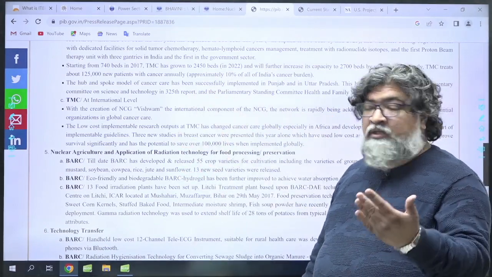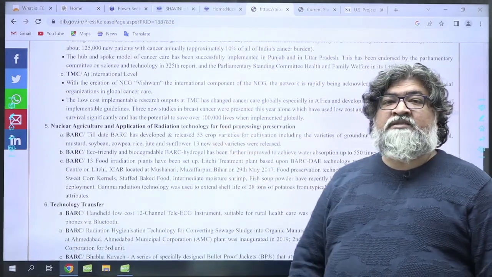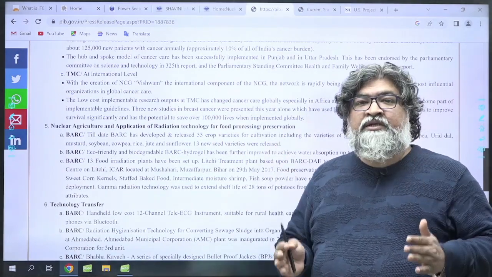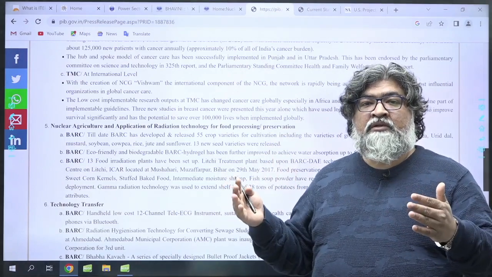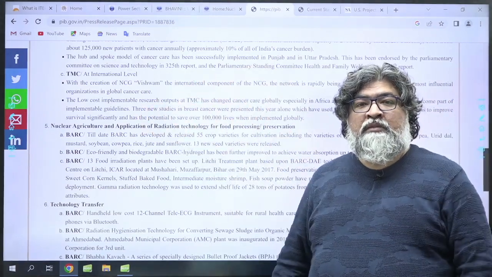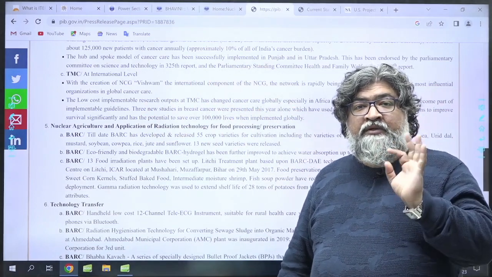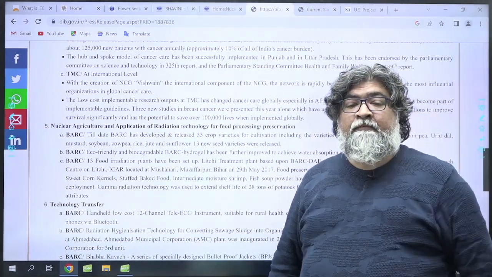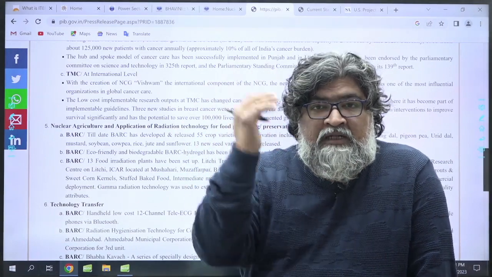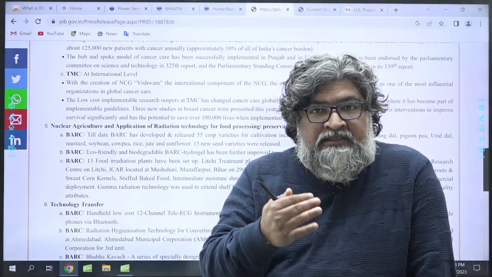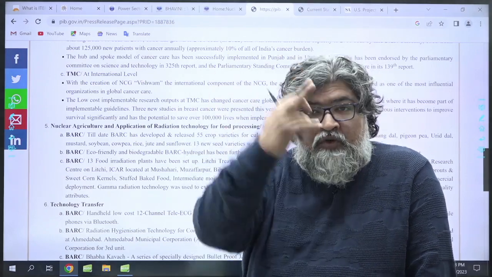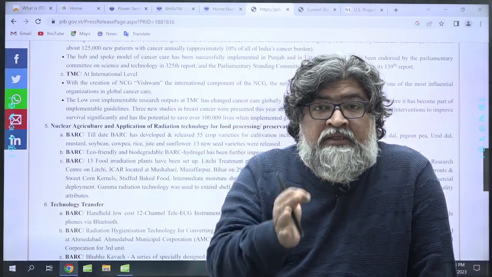Now TMC has gone to the global level, that is Vishwam, the creation of National Cancer Grid Vishwam. Not only providing cancer care and treatment for Indian citizens within India, now TMC, Tata Memorial Center, is expanding to the international, global level with Vishwam, and that is a government of India initiative. Even patients from neighboring countries, Bangladesh, Nepal, Bhutan, Pakistan, Afghanistan and other countries, can come to India and take cancer treatment at affordable cost in centers and hospitals throughout the country as part of the National Cancer Grid.